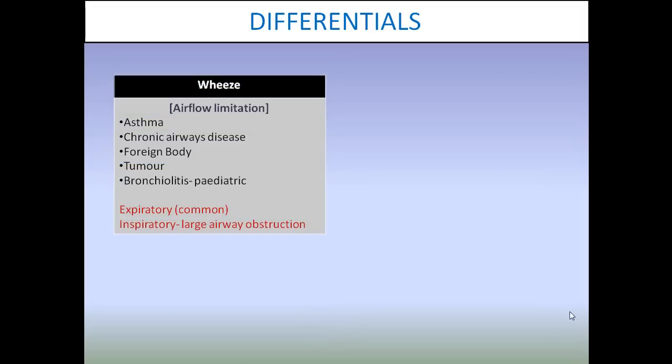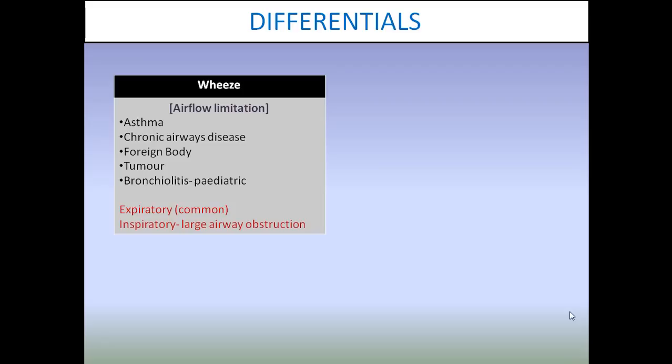Looking at other presenting complaints. A wheeze is caused by airflow limitation, and this can be due to many things, including asthma, chronic airways disease, or a foreign body. It's usually an expiratory wheeze, but you can get inspiratory wheezes, and that's called stridor, and that suggests a large airways obstruction.